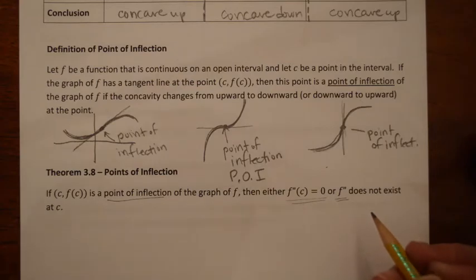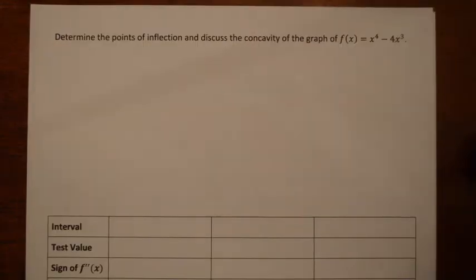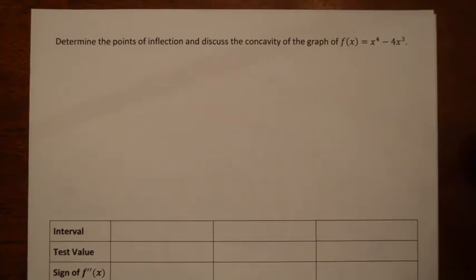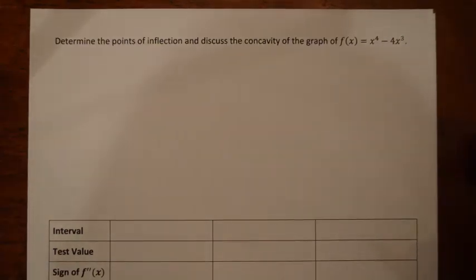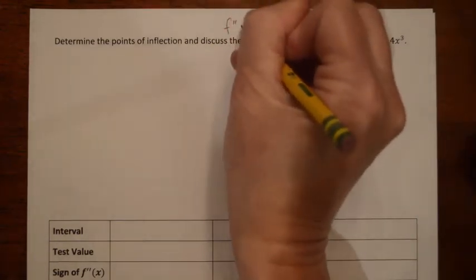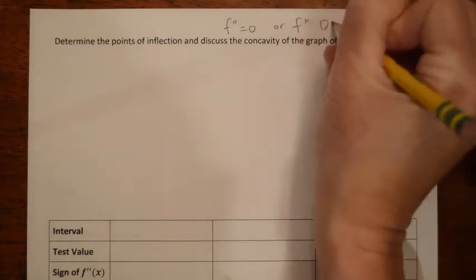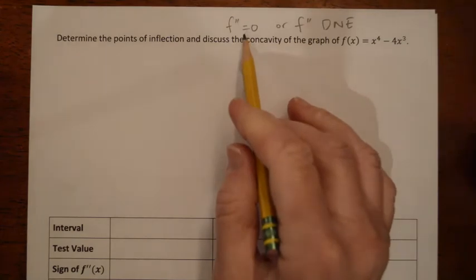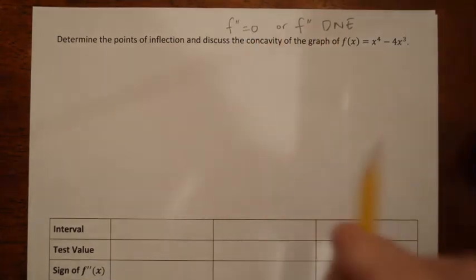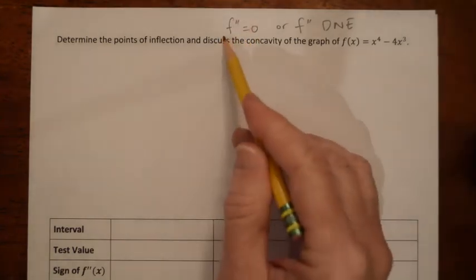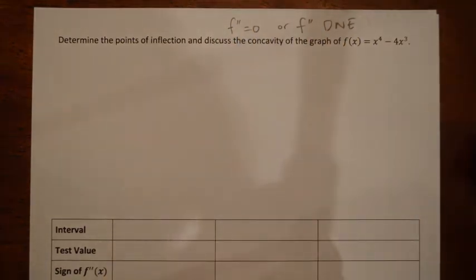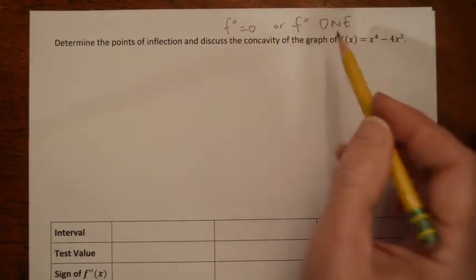Okay, let's look at an example of how to find a point of inflection. Okay, this is example 3. For some reason the heading got cut off. It's on the bottom of the previous page. But determine the points of inflection and discuss the concavity of the graph of f of x equals x to the fourth minus 4x cubed. So again, the previous theorem, theorem 3.8, says that if something is a point of inflection, then it must have come from when f double prime was equal to 0 or f double prime does not exist. All right? It doesn't say that if f double prime is 0 or f double prime doesn't exist, then it's necessarily a point of inflection. It's just telling us that if we have a point of inflection, it must have come from this set of values. All right?